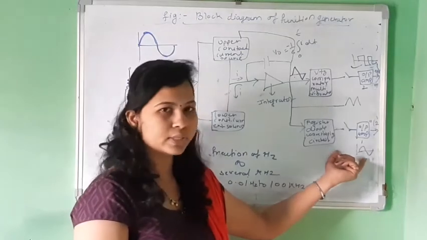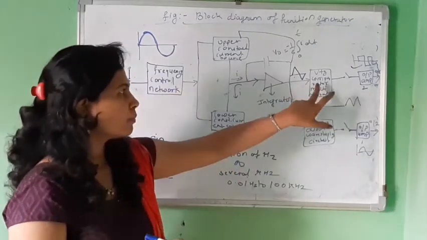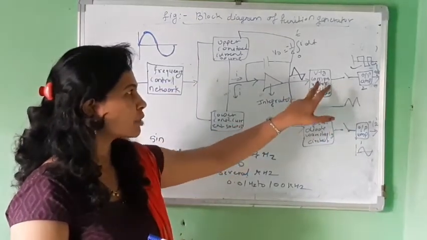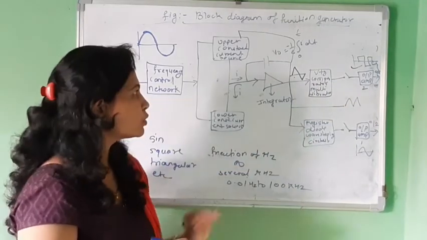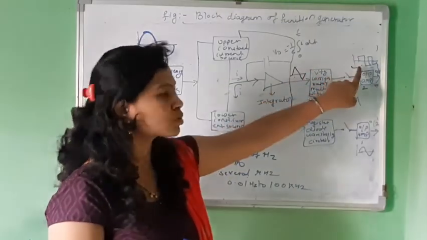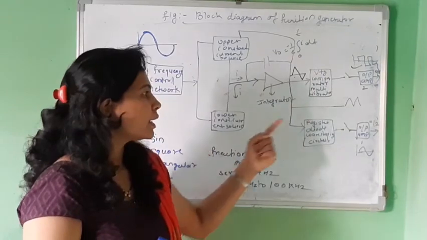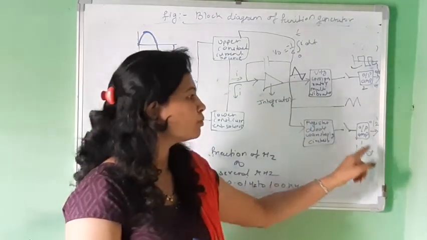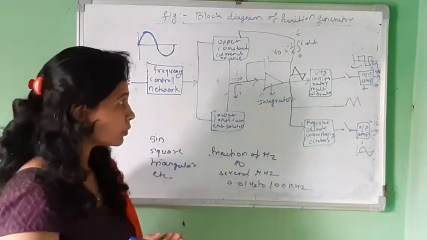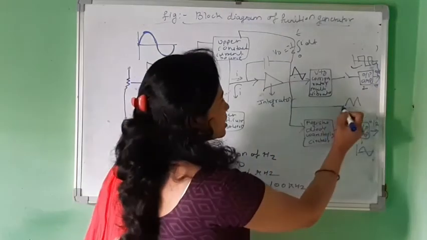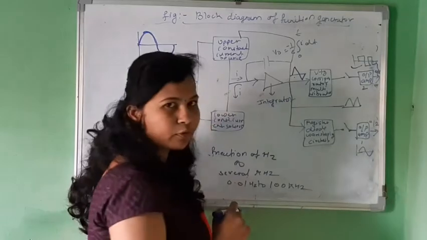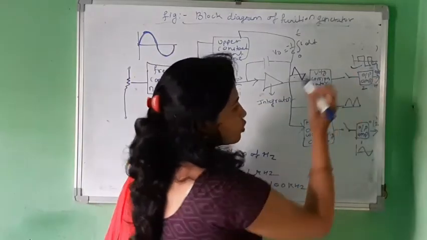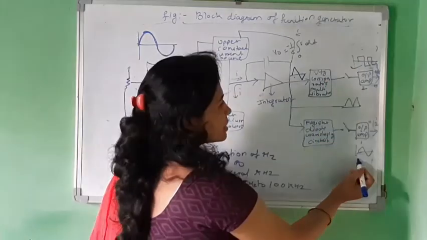It is sinusoidal. So the voltage comparator multivibrator circuit is used to convert the triangular waveform into a square waveform, and the resistor diode wave shaping circuit is used to convert the triangular waveform into a sinusoidal waveform. This is the integrator output, the triangular waveform, this is the square waveform, and this is the sinusoidal waveform.